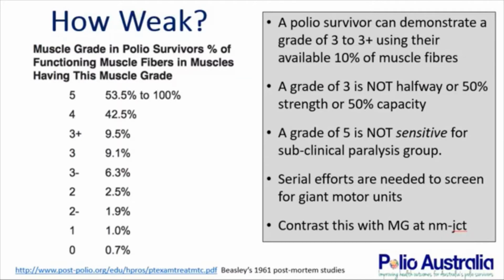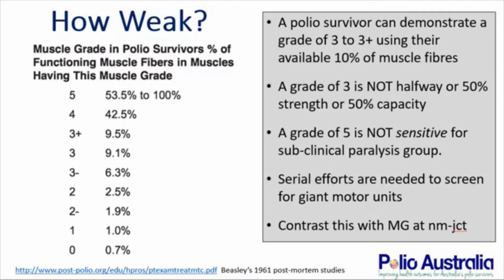So what does weakness look like when we're dealing with our usual tool of muscle charting, muscle grading, or manual muscle testing? This diagram, or the figures on the left, help paint this picture. But we do need to keep in mind that a grade of 3 is not halfway, nor is it 50% strength, nor is it 50% of the capacity for strength that a person has.